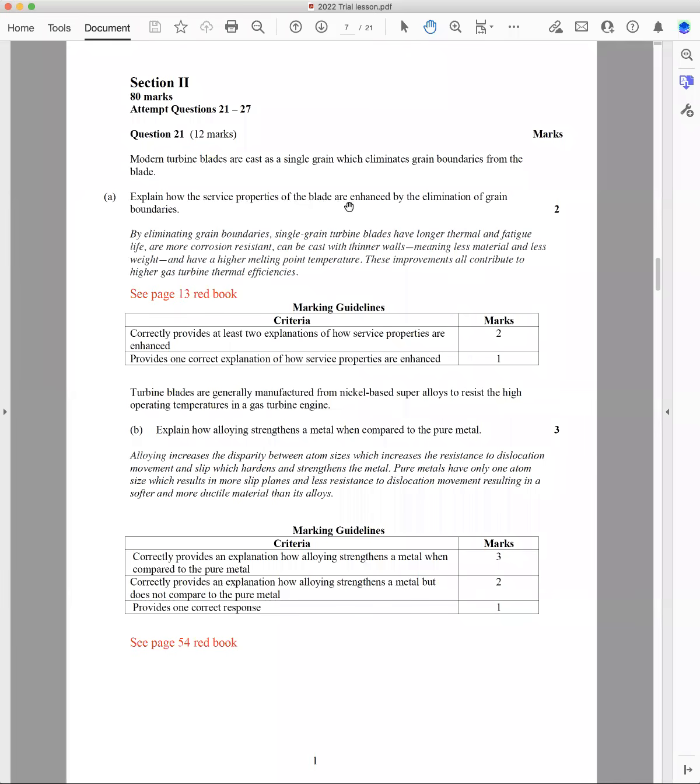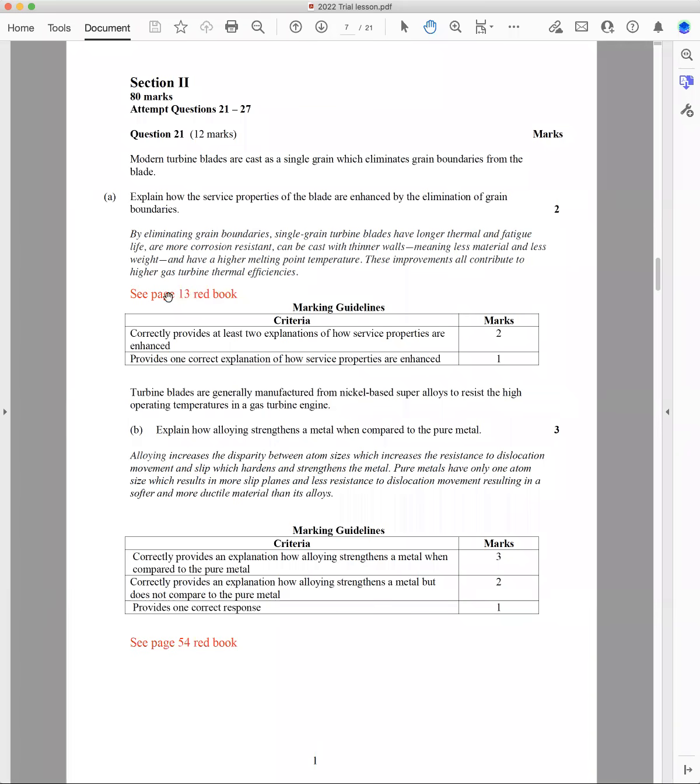Explain how the surface properties of the blade are enhanced by the elimination of grain boundaries. Now, you've got to explain it. If you just state it, and you don't say because or explain your statement here, you won't get full marks. So without grain boundaries, you've got greater resistance to thermal fatigue. It's more corrosion resistant. Failure can occur along grain boundaries, so it will have higher strength, higher melting point, and because you haven't got any grain boundaries in it, it will contribute to greater thermal efficiencies. And this is on page 13.